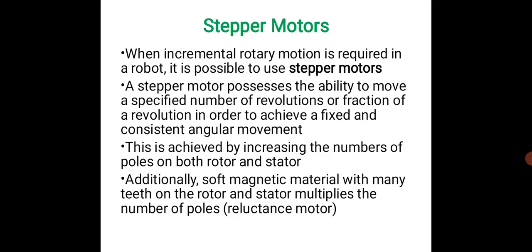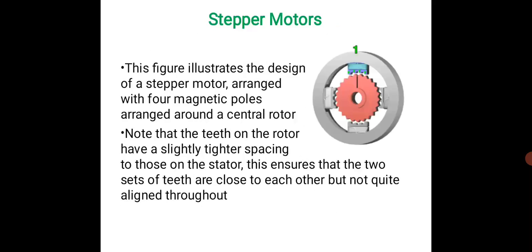Additionally, a soft magnetic material with many teeth on the rotor and stator multiplies the number of poles, which we take here as reluctance motor. And this figure illustrates the design of a stepper motor, which is arranged with 4 magnetic poles around a central rotor. So you could see that the teeth on the rotor have a slightly tighter spacing to those on the stator, which ensures that the two sets of teeth are close to each other but not aligned throughout.